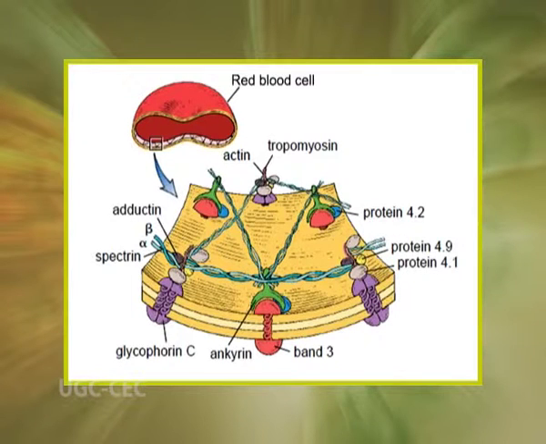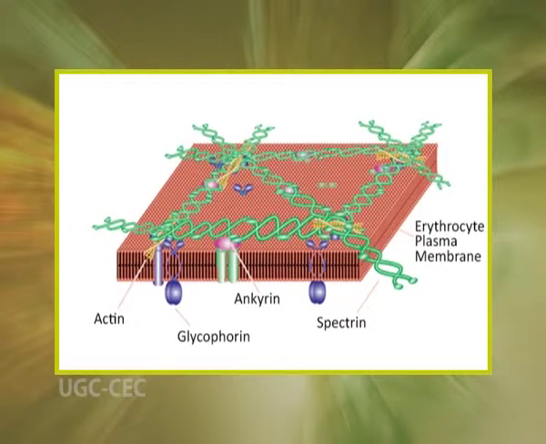Red blood cells or erythrocytes have proven particularly useful for studies of the association of actin filaments with plasma membrane. The major protein that provides the structural basis for the cortical cytoskeleton in erythrocytes is the actin binding protein spectrin.